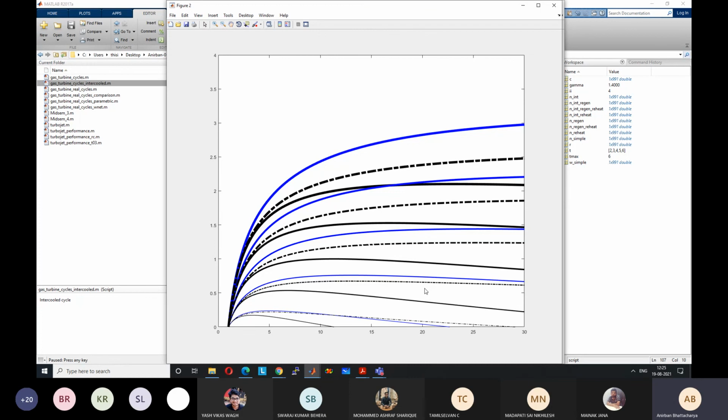And the black dotted lines are the work output of the Brayton cycle with intercooling. So this is T equal to 2, 3, 4, 5, and 6. So intercooling also increases the work output, as you can see by comparing this solid black line to this dotted black line. But it does not increase the work output as dramatically as reheating. And that we have already discussed. We can see it from the plots also.